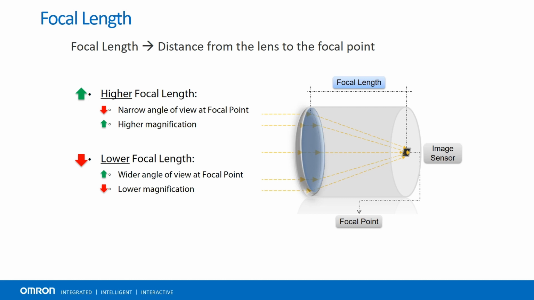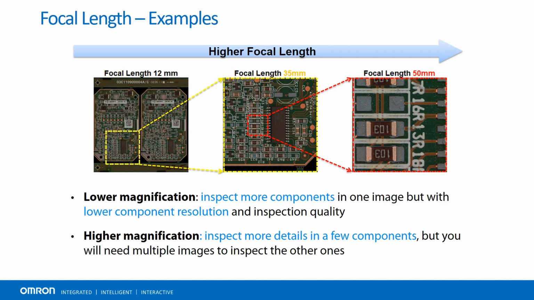As our focal length increases, our magnification also increases, but our angle of view becomes narrower, creating a smaller field of view. As our focal length decreases, our magnification decreases and creates a wider angle of view to create a larger field of view. We can see this clearly on this slide.